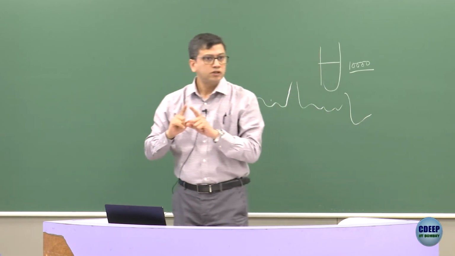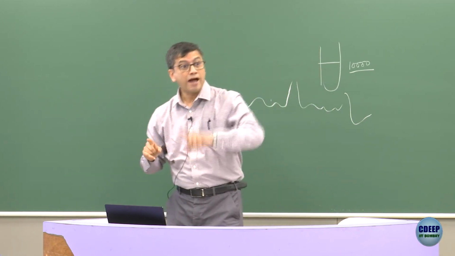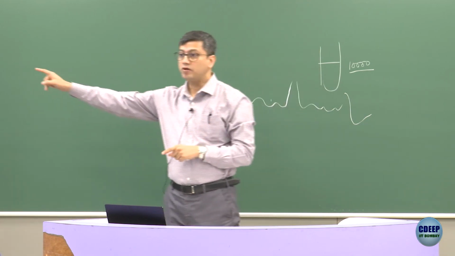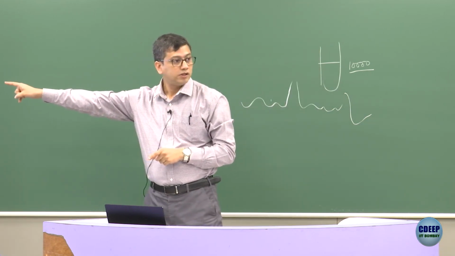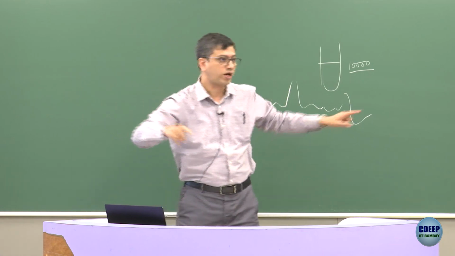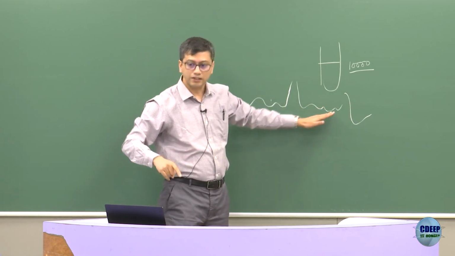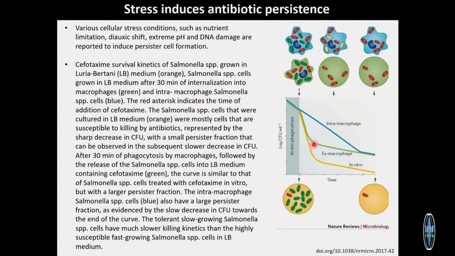What will happen? In liquid culture, the population will go back to its original level because it's not coming from mutation, it is coming from just stochastic noise in gene expression, right? So what she finds out is this green line over here.